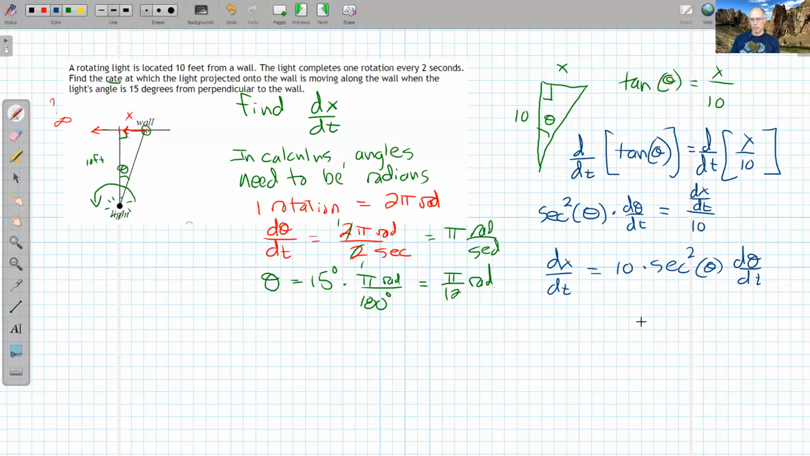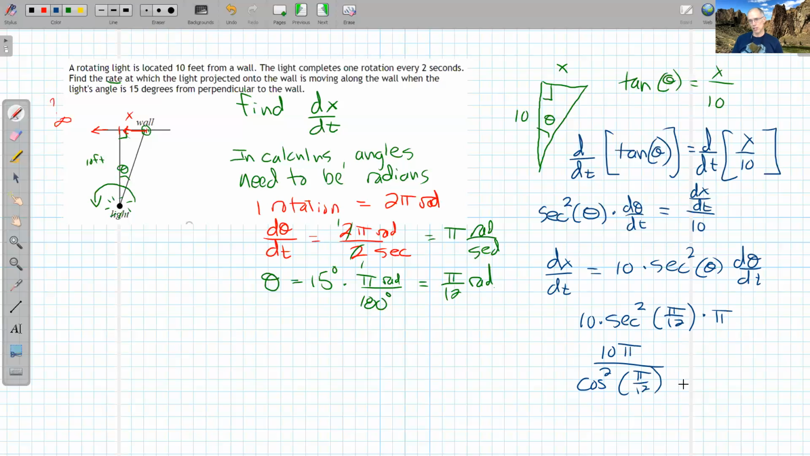So I think we're ready to plug in. We've got the 10 times secant squared of pi over 12 times d theta dt, which is just pi. If we want an exact answer here, we'd have to evaluate the secant squared of pi over 12. So I would do secant is 1 over cosine. So this would be 10 pi over the cosine squared of pi over 12.